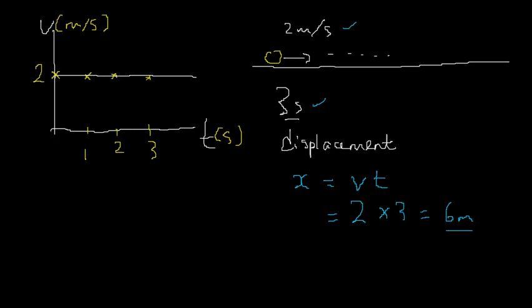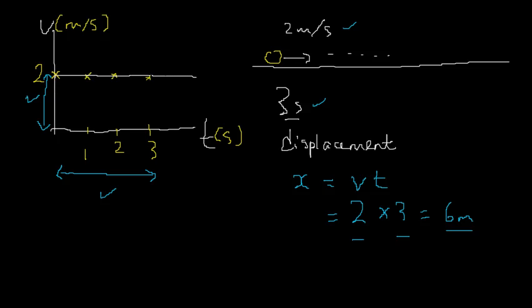Now what is interesting is that we can actually find this from the graph. Let's have a look. The speed of 2 meters per second, if you look at the graph, corresponds to this height here. And the time of 3 seconds corresponds to this horizontal length. So I'm multiplying a horizontal length by a vertical height. Now what does that suggest to us?